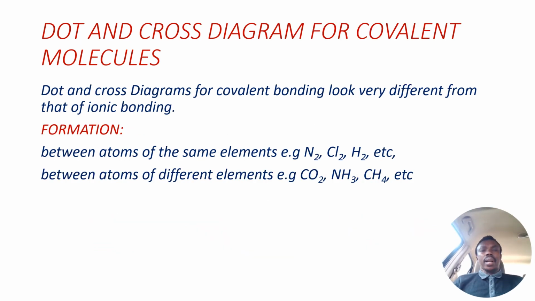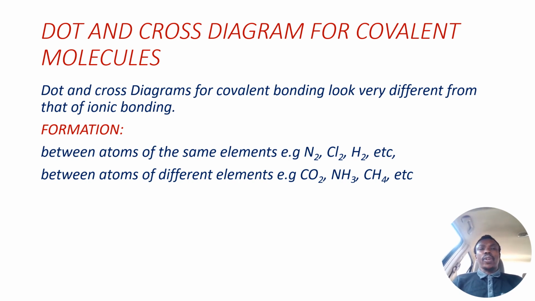So we want to look at how we can use the dot and cross diagram to represent covalent molecules. The dot and cross diagram for covalent bonding looks very different from that of ionic bonding. We've done that of ionic bonding, whereby you use the dot and cross diagram to represent the formation of an ionic bond. Here we want to use the dot and cross diagram to represent the formation of a covalent bond. When two or more non-metals come together and share electrons, they attain their noble gas configuration. The compound that is formed is what we call a covalent compound, and covalent compounds exist as molecules.